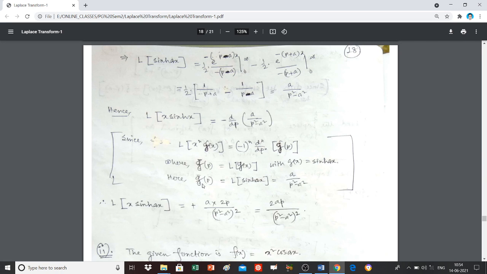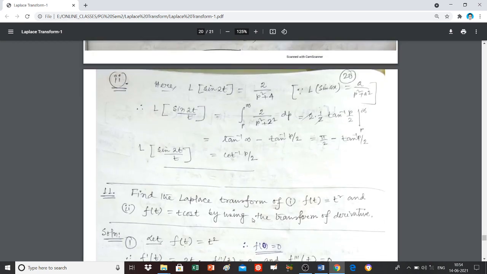To do this, the negative sign comes first, and a is a constant. Then differentiate (p² − a²)^(−1), which gives you −(p² − a²)^(−2) times 2p. So that means (p² − a²) whole squared and then 2p. It also gives you another negative sign. That negative sign and this negative sign become a positive sign. So that is equal to 2ap/(p² − a²)². So the Laplace transform of x sinh(ax) is equal to 2ap/(p² − a²)².